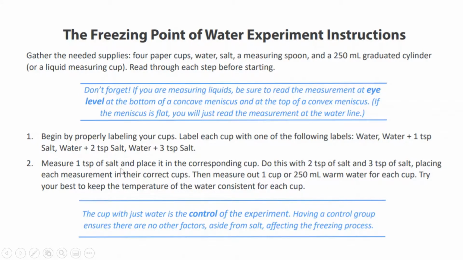2. Measure 1 teaspoon of salt and place it in the corresponding cup. Do this with 2 teaspoons of salt and 3 teaspoons of salt, placing each measurement in their correct cups. Then measure out 1 cup or 250 milliliters of warm water for each cup. Try your best to keep the temperature of the water consistent for each cup. The cup with just water is the control of the experiment. Having a control group ensures there are no other factors aside from salt affecting the freezing process.